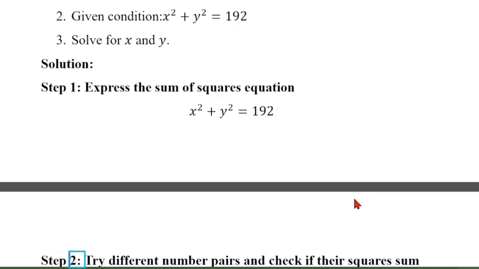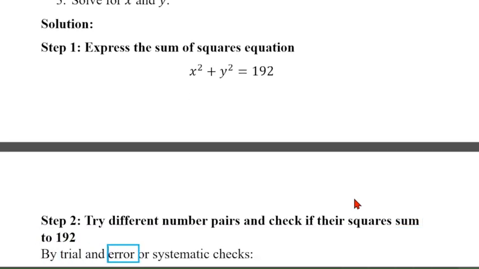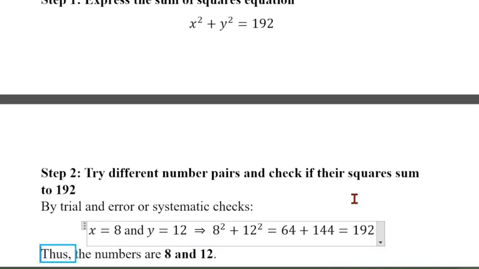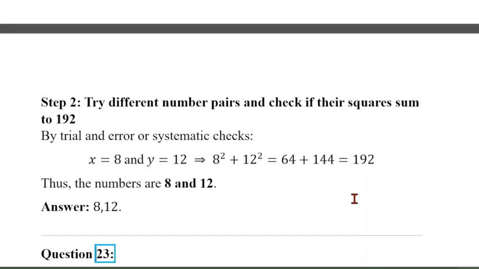Step 2. Try different number pairs and check if their squares sum to 192, by trial and error or systematic checks. x equals 8 and y equals 12 implies 8 squared plus 12 squared equals 64 plus 144 equals 192. Thus, the numbers are 8 and 12. Answer: 8, 12.